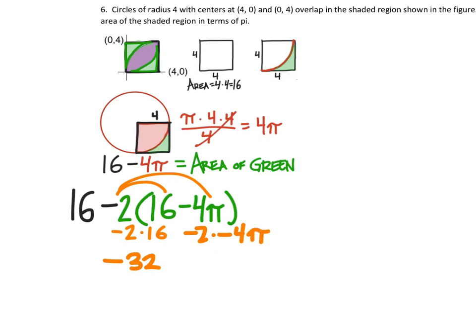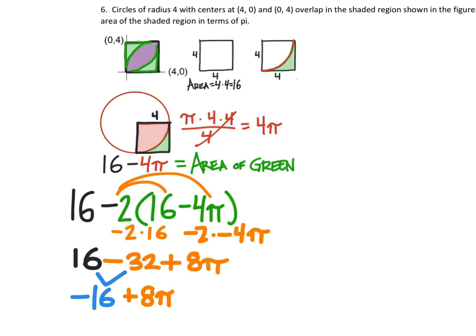Now we're keeping this in terms of pi, so we want the pi there. Negative 2 times negative 4 is positive 8 pi's. So right now I have 16 minus 32 plus 8 pi. And this goes back to combining like terms. And the only two like terms we have in this expression is 16 and negative 32, which would combine to be negative 16. So I end up with negative 16 plus 8 pi.